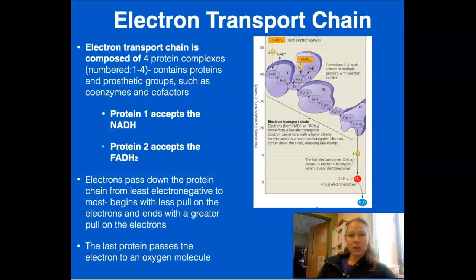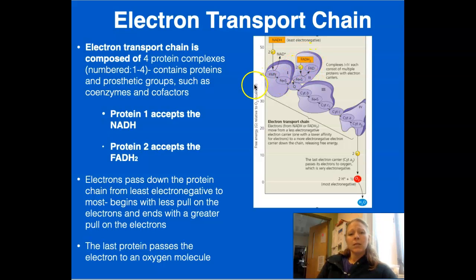Now, the electron transport chain is composed of 4 proteins, or protein complexes. So a protein complex is going to have coenzymes or cofactors, and it's going to be multiple proteins put together. And so we have 4 of these protein complexes, 1, 2, 3, 4. And at the very end, we have a half of an oxygen molecule, or 1 oxygen atom, so 1/2 O2. And what's pulling these electrons through the electron transport chain is that this 4th protein complex is very electronegative. The 3rd is a little bit less electronegative, and the 2nd is a little bit less, and so forth.